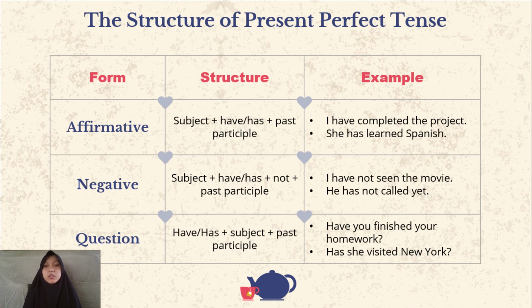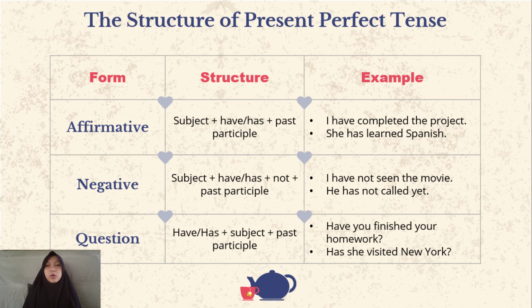And the structure of the negative one is almost the same as the affirmative one. What is different is that the negative has the word not after have or has. So it's going to be subject plus have or has plus not plus past participle. For example, I have not seen the movie, or he has not called yet.